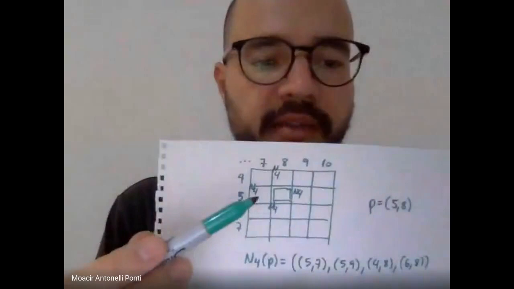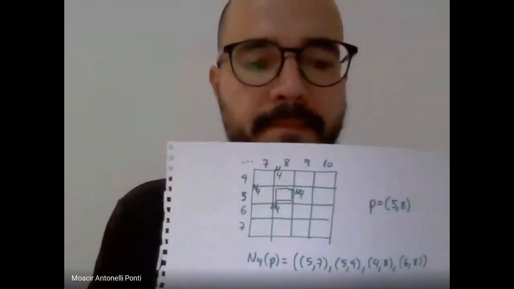I'm going to just write it here. Those are the N4, and when we also include all the neighbors, we have the N8, or all neighbors of a given pixel. Okay. So let's go back to the presentation.